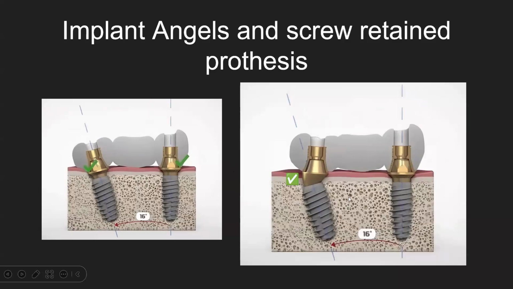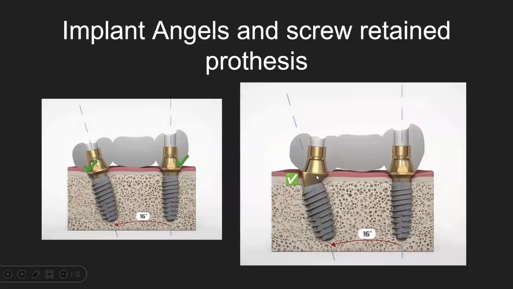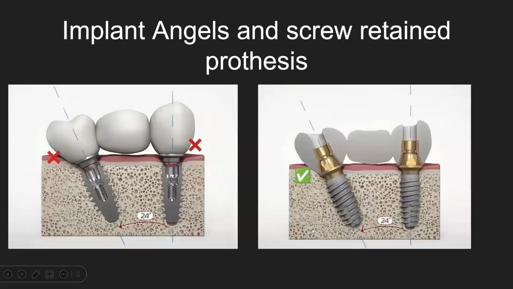Or you can correct your angle. It's your choice. Use a multi-unit with an angled abutment, an angled multi-unit abutment. As the degrees of angulation increase, you have fewer options of screw retained prosthesis. Exceeding 15 degrees, you are bound to the multi-unit prosthesis only. You can't use the non-hex; it won't work in this type of angulation.